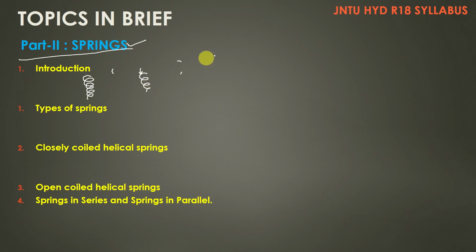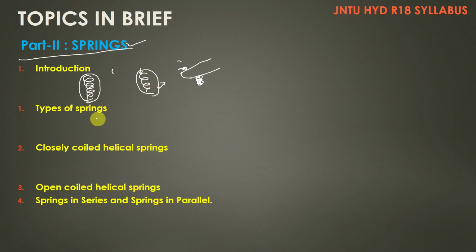For the bikes, if you see the bikes, you can see the springs at the seat, below the seat. That will be very helpful in absorbing shocks when the bike undergoes a jerk with the speed breakers and all. The springs are going to help you to have very few jerks. Like this, many applications are there for the springs. Those were also discussed. You just follow your notes.